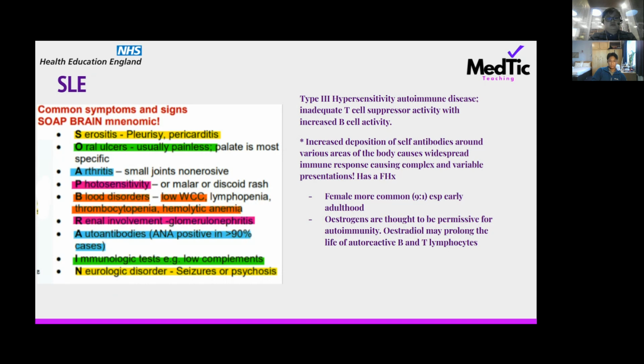You have certain blood disorders as well, so you have low everything in your full blood count. When you do your antibodies, your ANA is positive in more than 90%, and anti-dsDNA is very specific to this. Immunological tests, as we mentioned about complement proteins, and neurological disorders. So seizures or psychosis are an uncommon, even rare feature of SLE, but they do occur from time to time when we see patients. If we just go to the next bit.